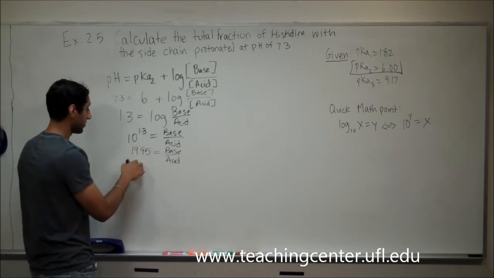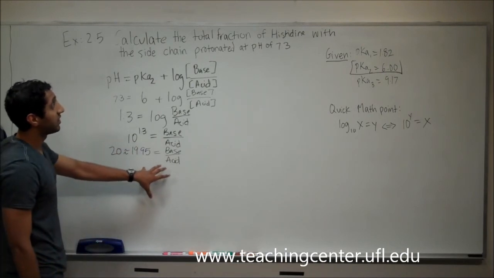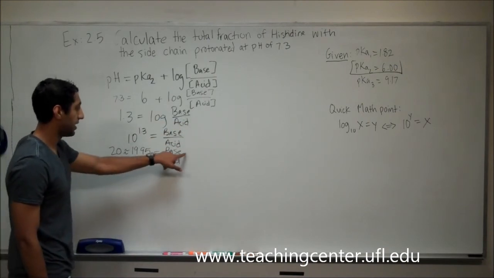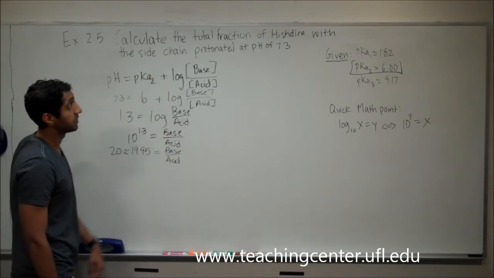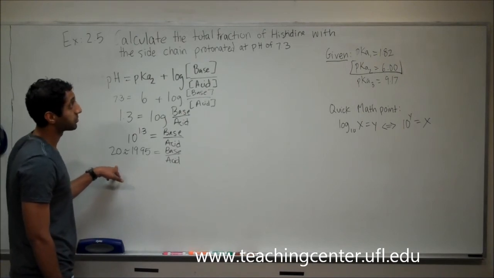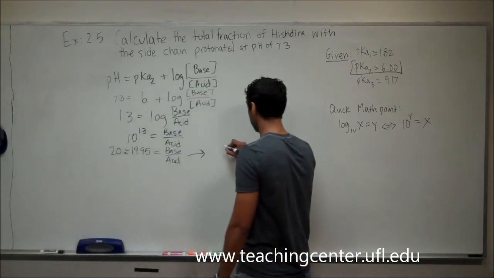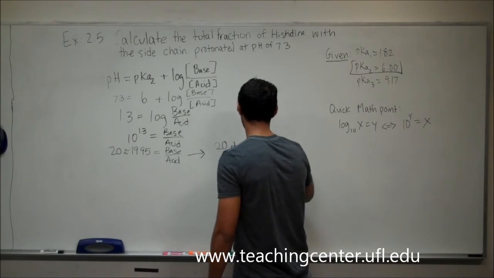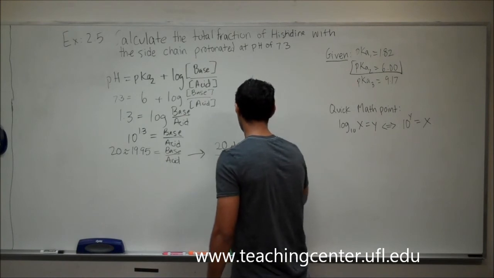Knowing this, and rounding off to 20, we can say that for every 20 base molecules, or 20 deprotonated histidines, we have only one that is protonated at the time. So basically we have 20 deprotonated over 1 protonated.